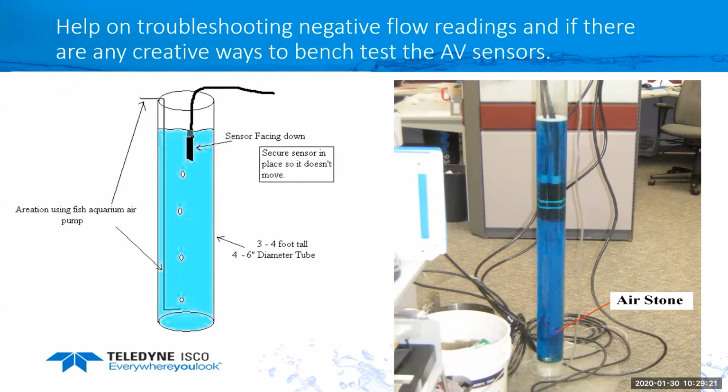As you're seeing here, we got like a 4-inch or 6-inch PVC tube. They put an aquarium air stone in the bottom of it, and then the AV sensor will read the speed of the bubbles coming up to the surface. They rise at a rate of about a foot per second. Kind of depends how close you are to the air stone. But for reading reverse flow, just turn the sensor upside down so it's facing the ceiling, and you should be able to read the air bubbles going away from it. So this is a pretty inexpensive way to test your area velocity sensors without having to build a big flow loop.